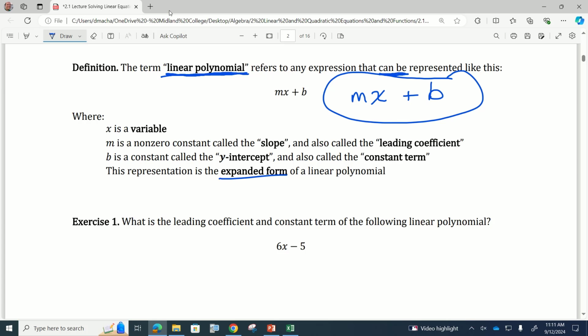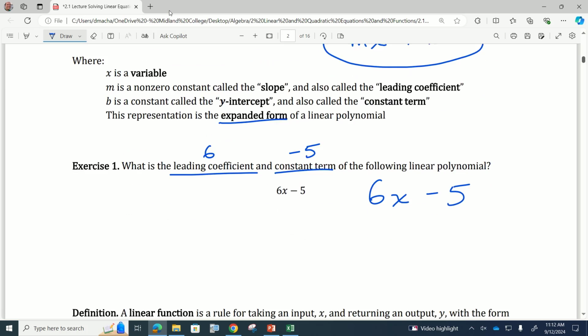So easy question for you. What is the leading coefficient of 6x minus 5? 6. And what is the constant term? -5. Okay. Questions? Okay.